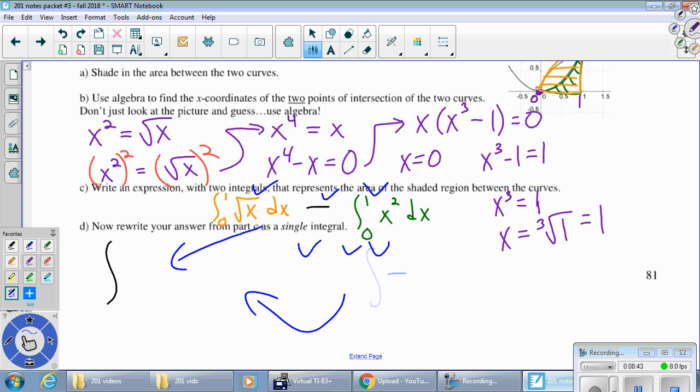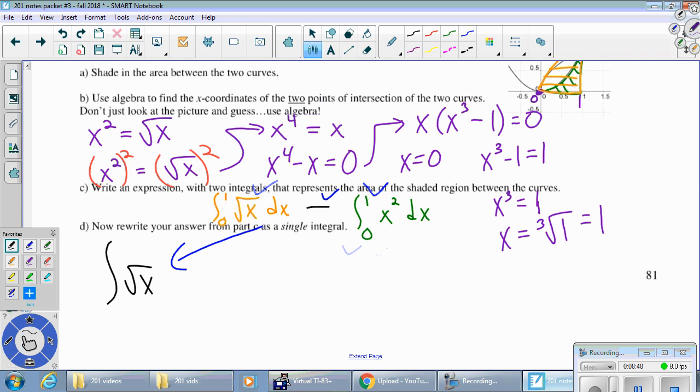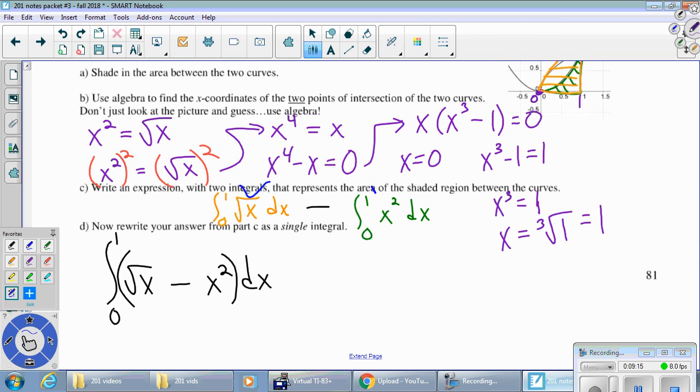We're going to rewrite that as a single integral with subtraction inside. So here we go. Square root of x there, x squared here, subtract in the right order. Technically, we need parentheses here because they both have to be attached to that dx, 0 to 1. And that's how we represent the area between those two curves with a single integral. And so for future problems like this, where you're trying to find the area between two curves, I'd really like you to go straight to this single integral subtraction answer as opposed to writing two separate integrals.